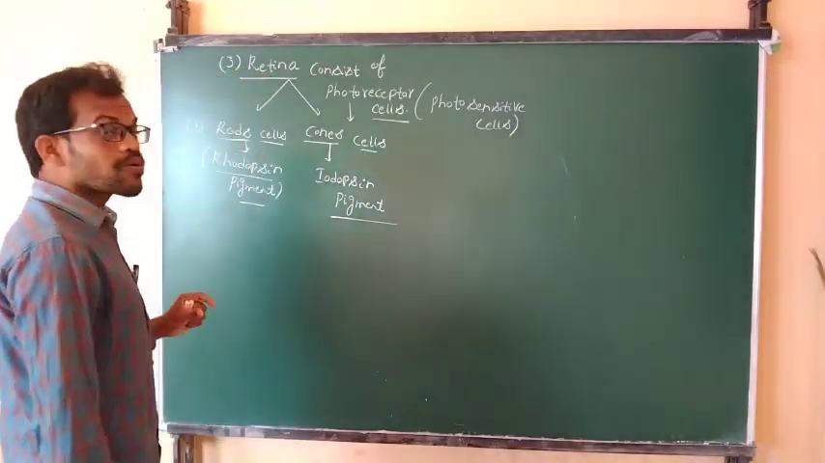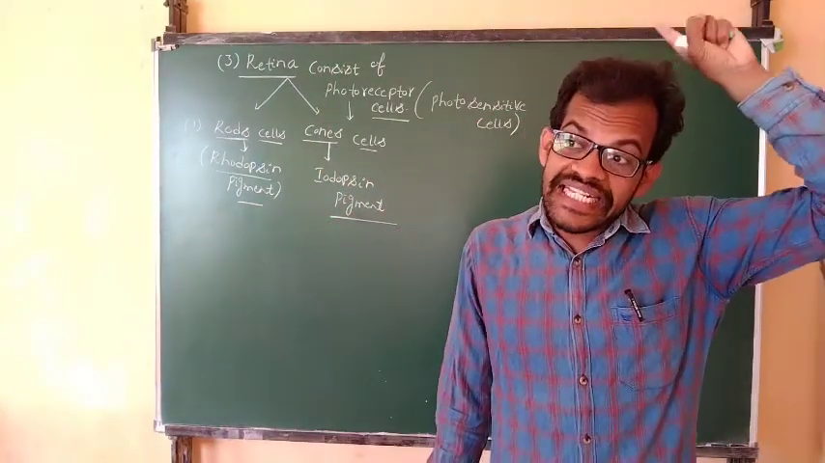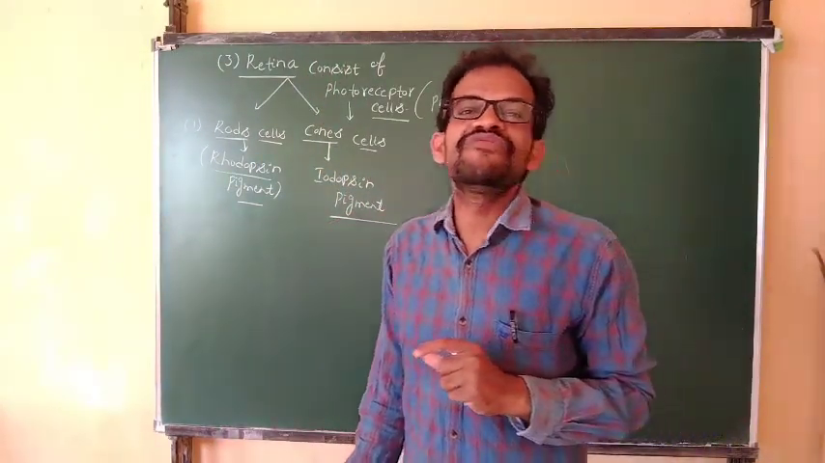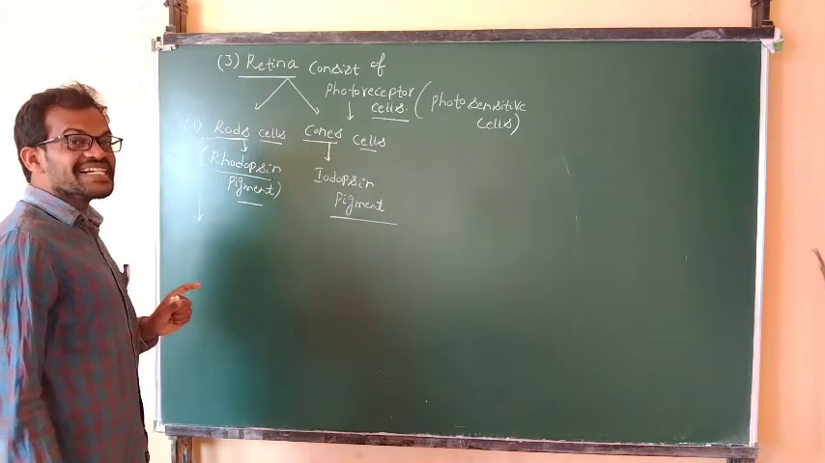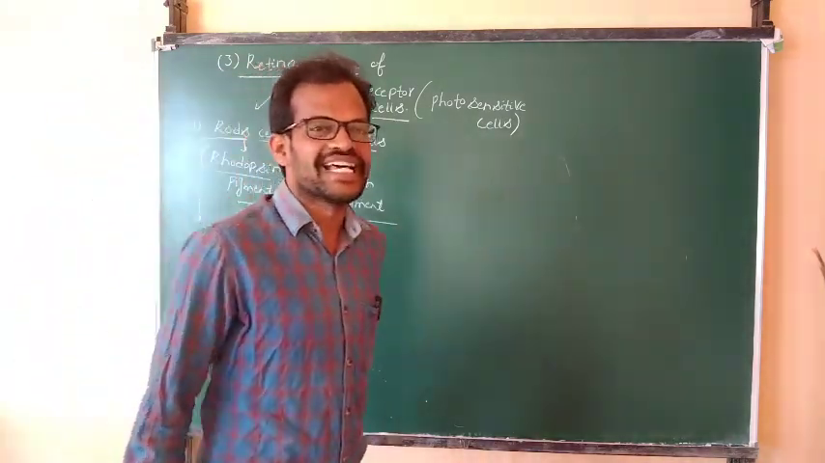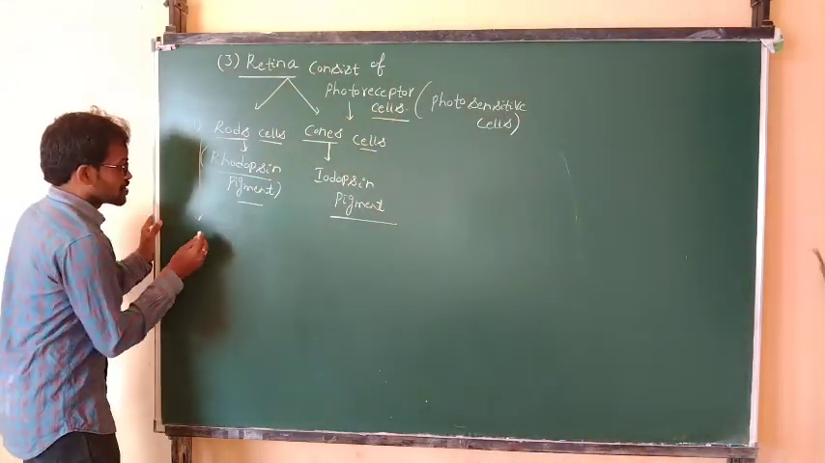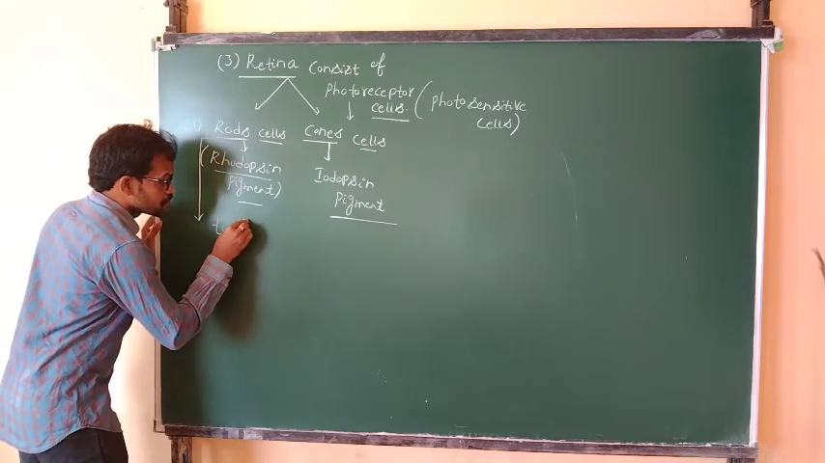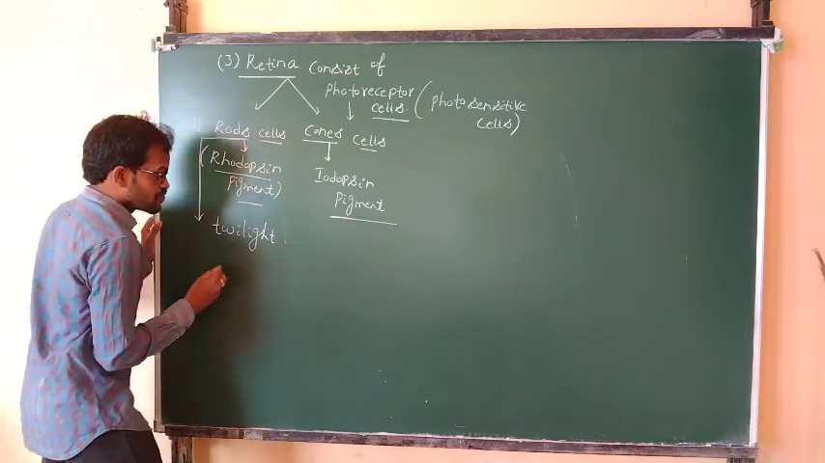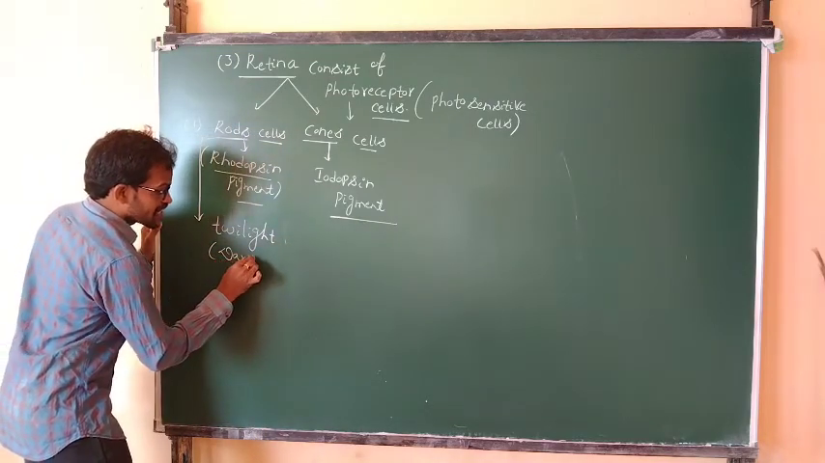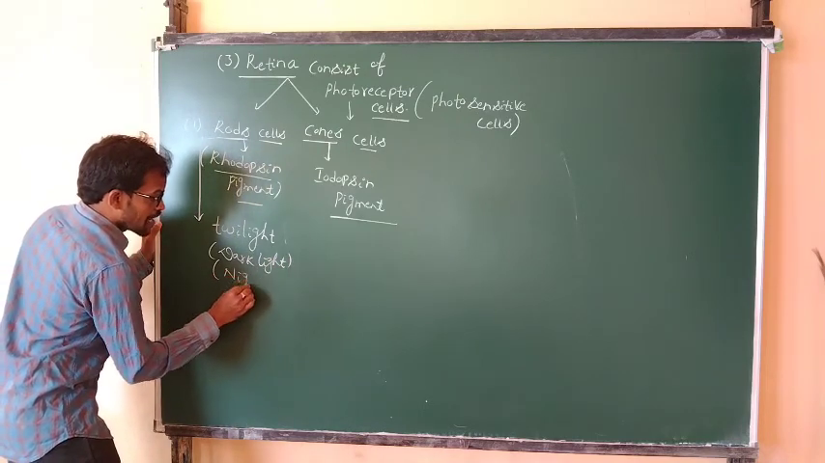These rod cells are helpful for observing at night time, that means dim light. The rod cells are helpful for vision in dim light. Dim light means dark light. They are helpful for night time.